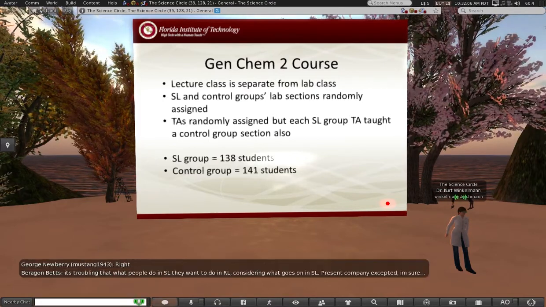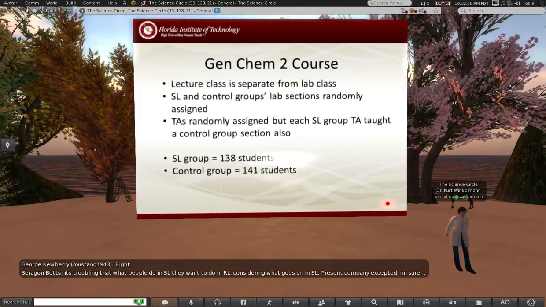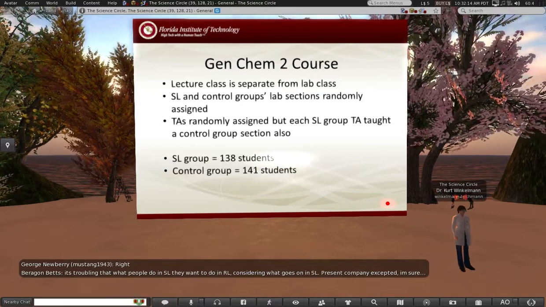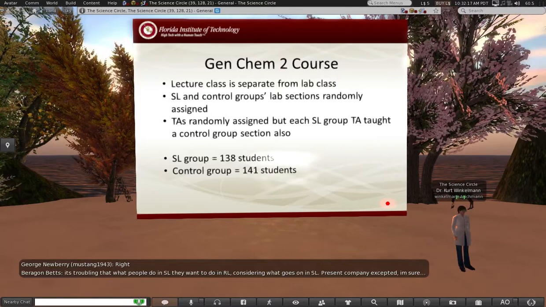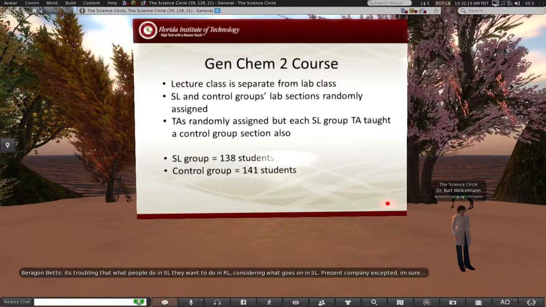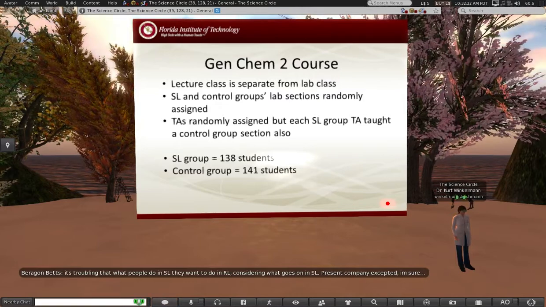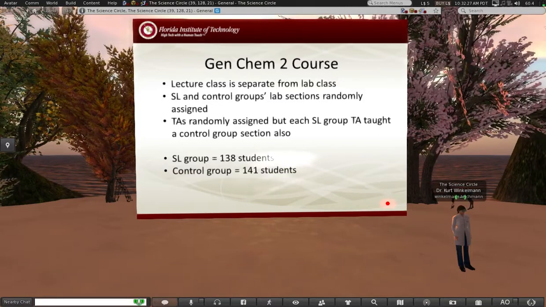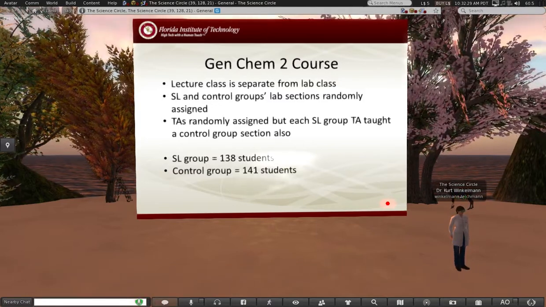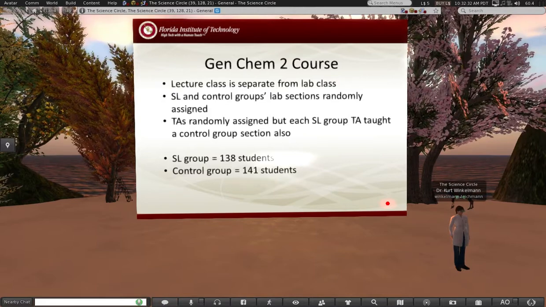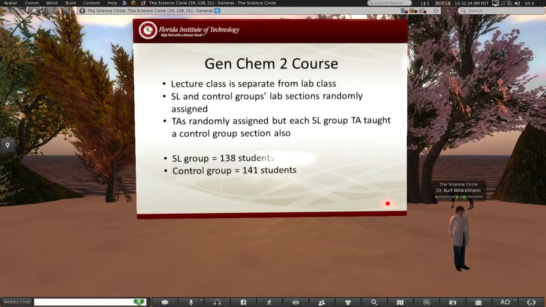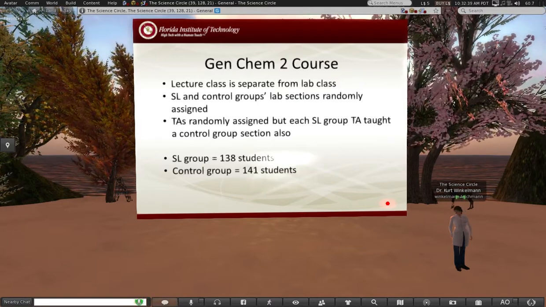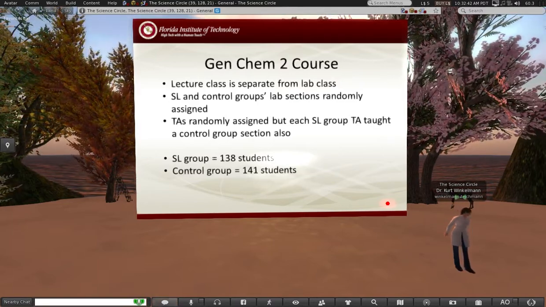Okay, so as I mentioned, this is a General Chemistry 2 course. The lecture class was separate from the lab class, so the lecture didn't have much effect on what they did in the lab. They were randomly assigned to the two groups, and the teaching assistants, the lab instructors, were also randomly assigned, but each teaching assistant taught one Second Life group and one control group as well. We had about 140 students in each of the groups.